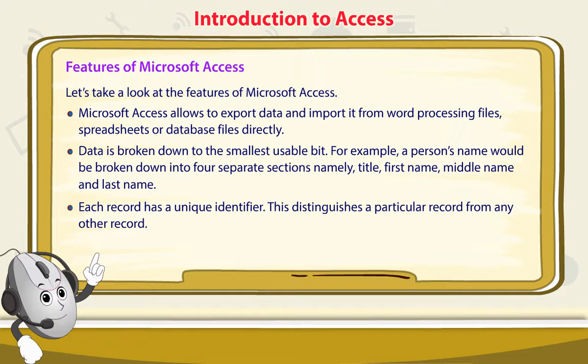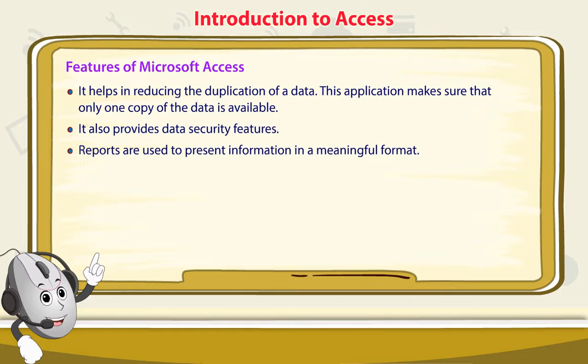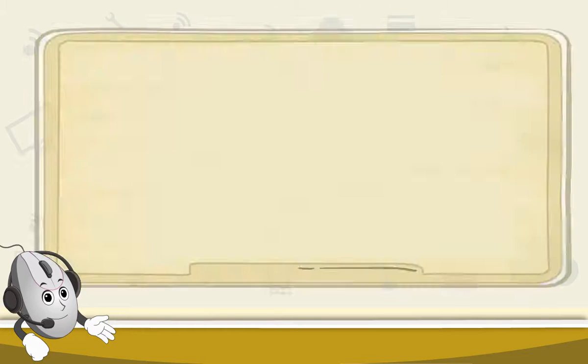This distinguishes a particular record from any other record. It helps in reducing the duplication of a data. This application makes sure that only one copy of the data is available. It also provides data security features. Reports are used to present information in a meaningful format. Queries are used to access the required information from a database.